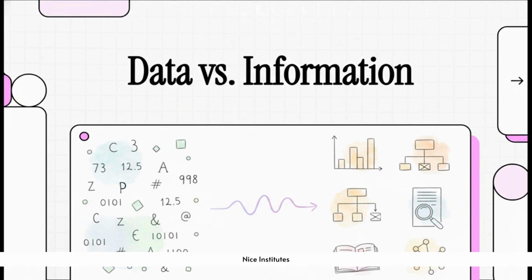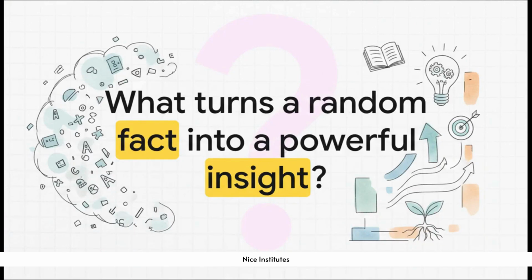But honestly, it gets mixed up all the time. What is the real difference between data and information? I mean, how does a totally random fact turn into a powerful insight? What's that secret sauce that transforms a meaningless jumble of letters and numbers into something that can actually drive innovation or help you make a big decision? Well, that's exactly what we're going to unravel right now.